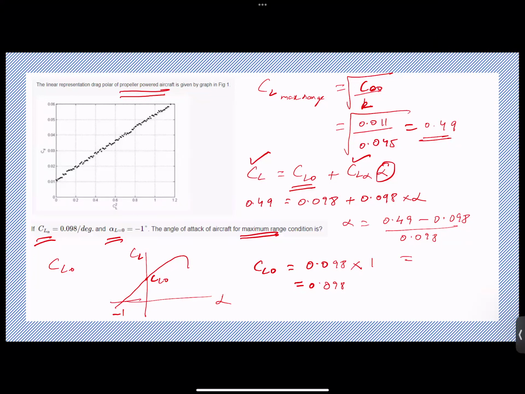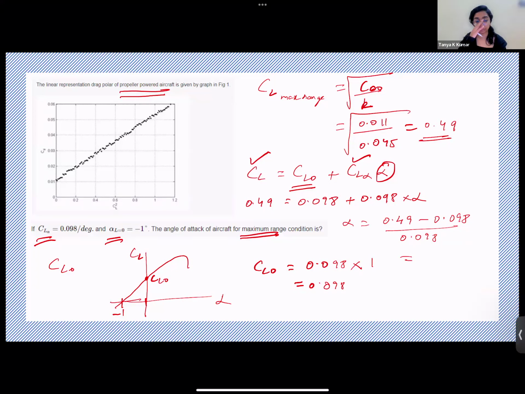Ma'am, shouldn't it be minus 0.098? Which one, CL naught? Yeah. This is a positive quantity, right? So you just have to take the magnitude of this, the magnitude into the slope. So CL naught in this graph is positive, right? CL naught will either be 0 or positive. It will not be negative for an airfoil.